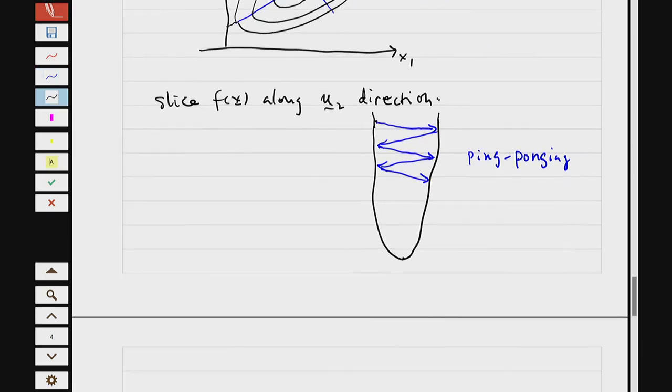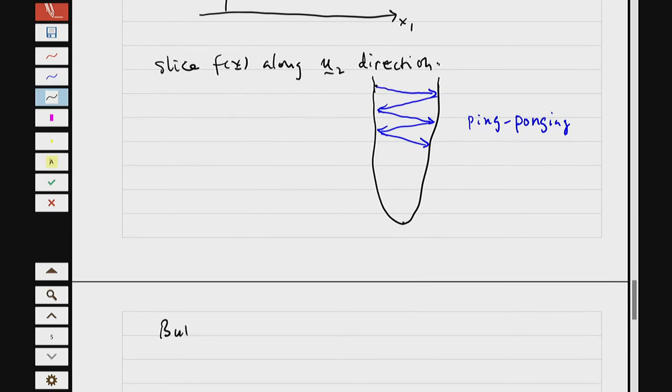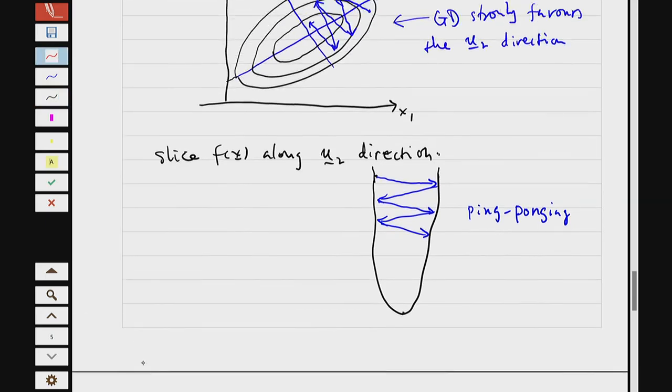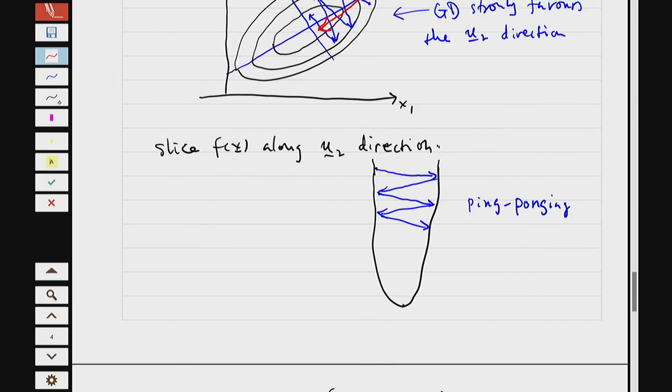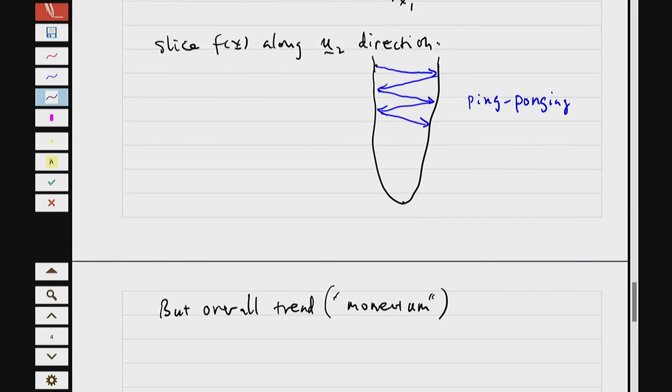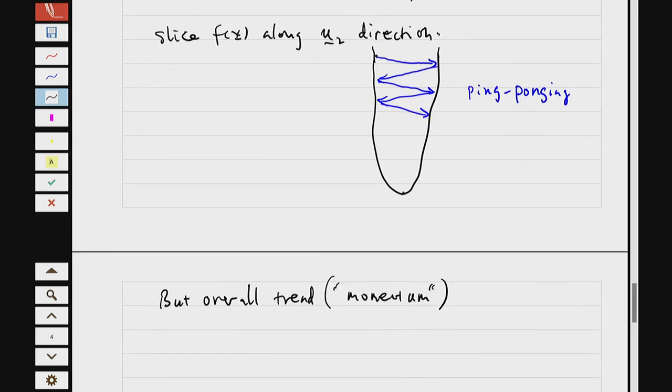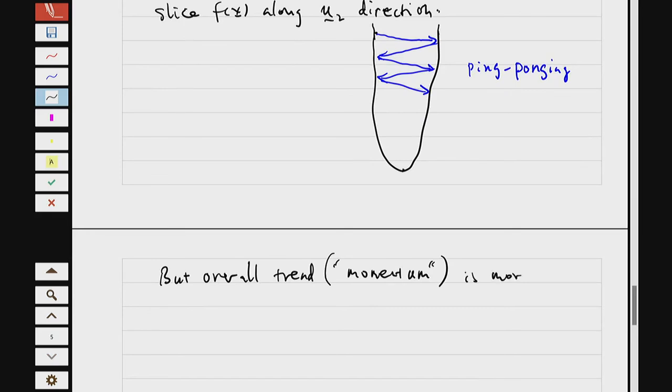So, the overall trend, basically our momentum, which is the red one, going in this direction. It's moving along the U1 direction.